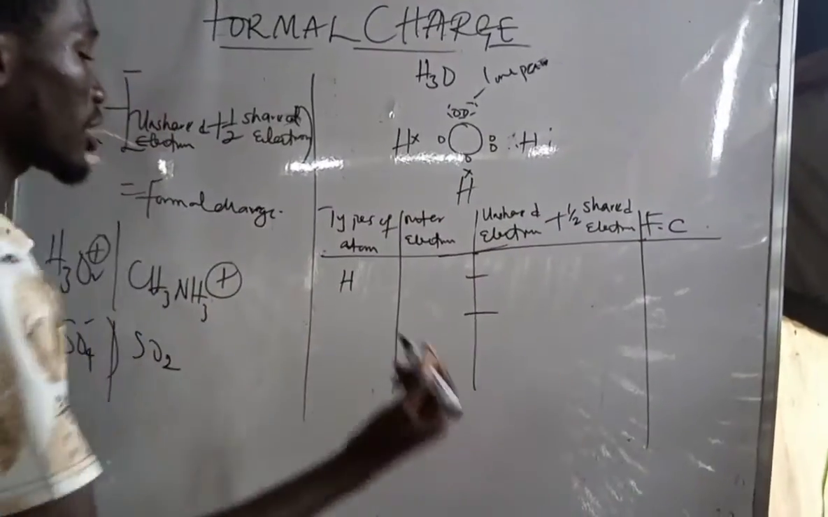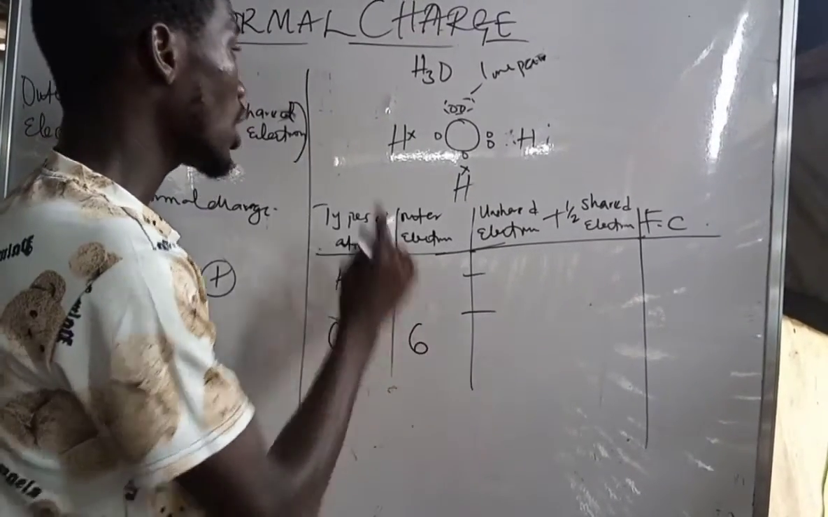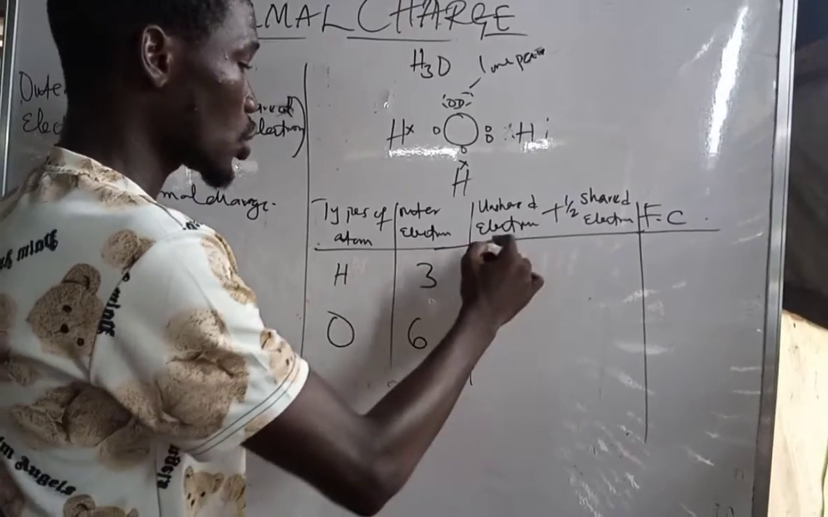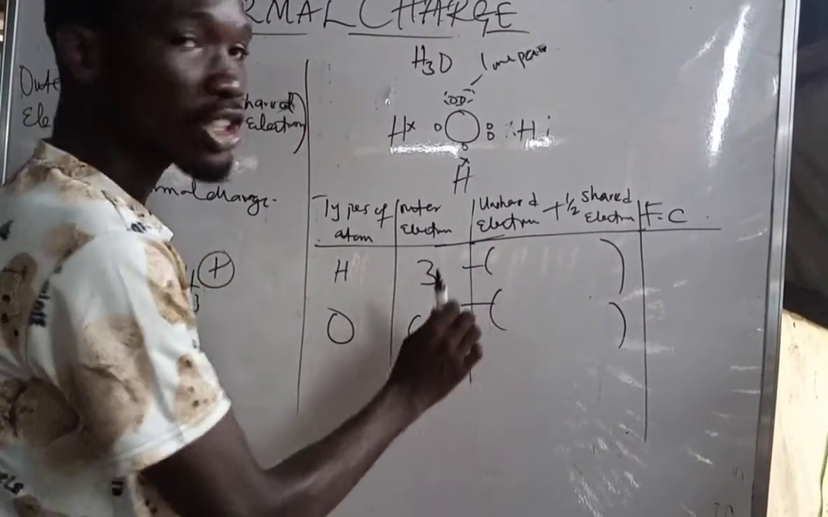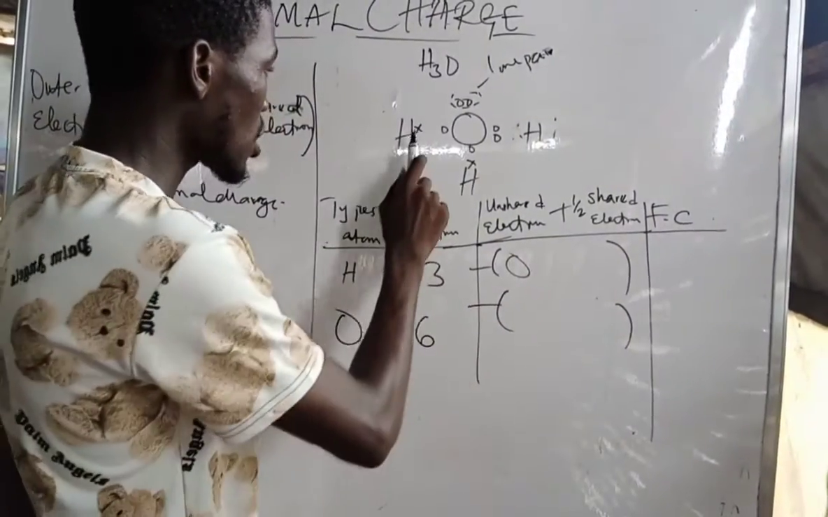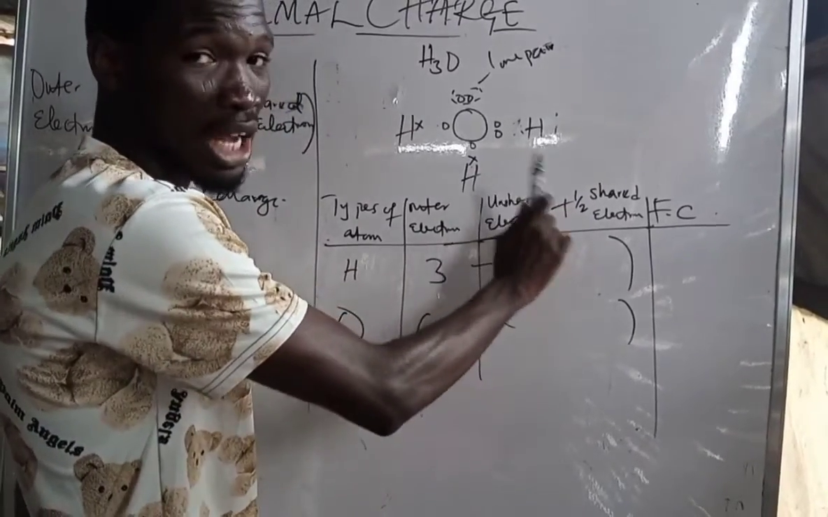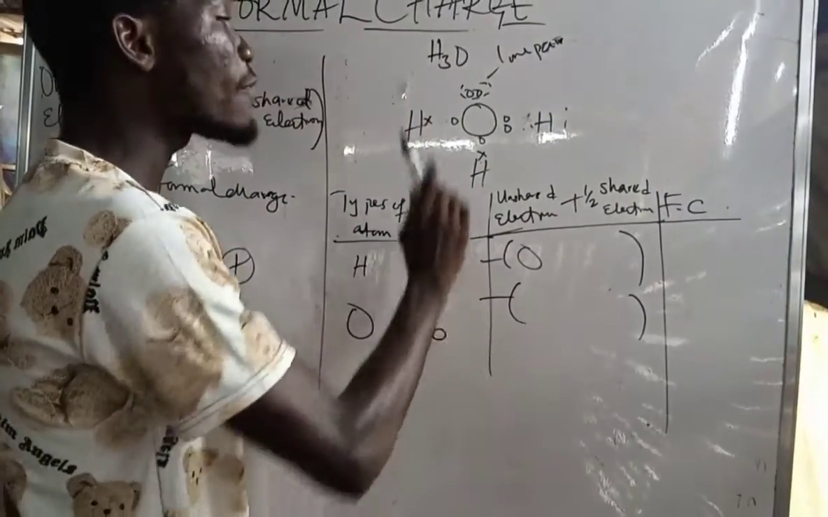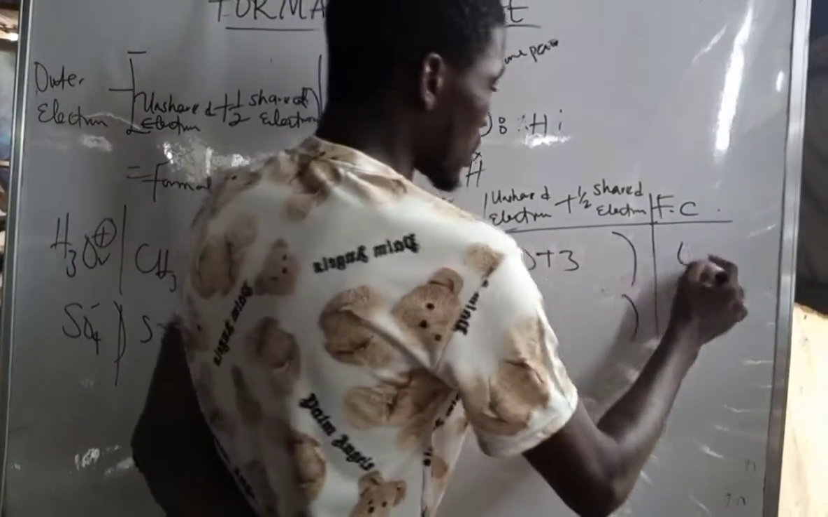So now let's take a look at the hydrogen. We have oxygen now. The outer electron of oxygen is what? 6. How many hydrogens do we have? We have 3. So in the brackets, my unshared electron of hydrogen here is what? 0. Shared, let's count. 1, 2, 3, 4, 5, 6. Because of the hydrogen here, you must count it. It's very, very important. So half of that 6 will give us what? 3. So 3 minus 3 we have what?